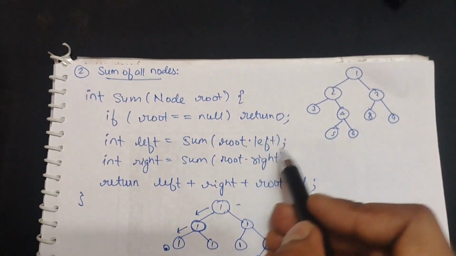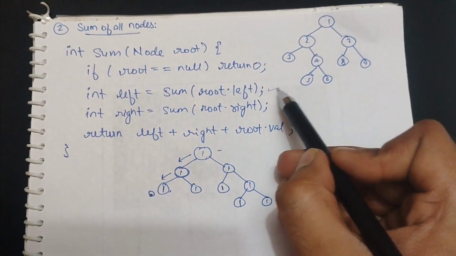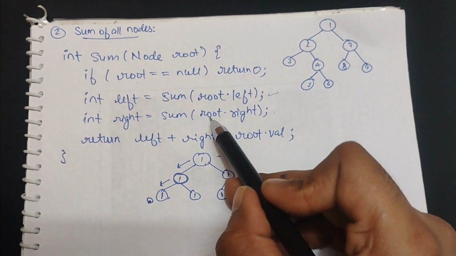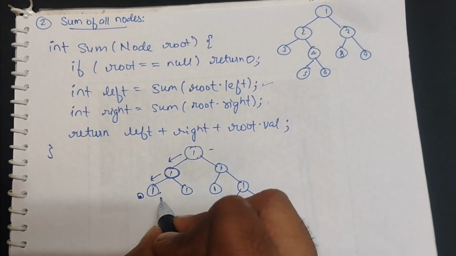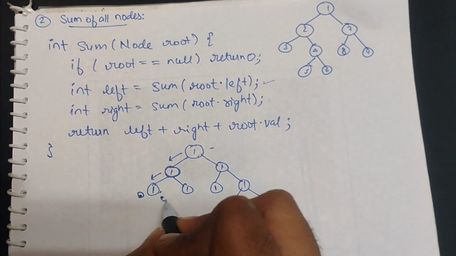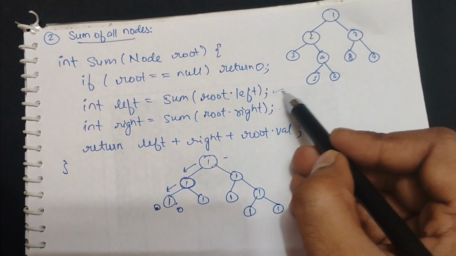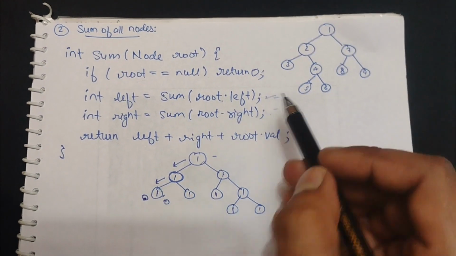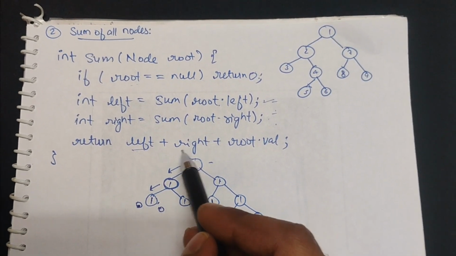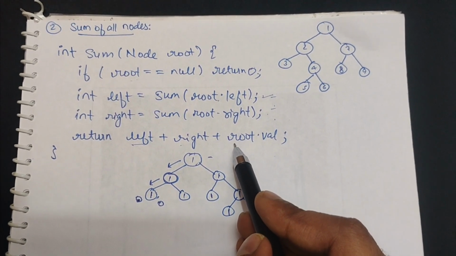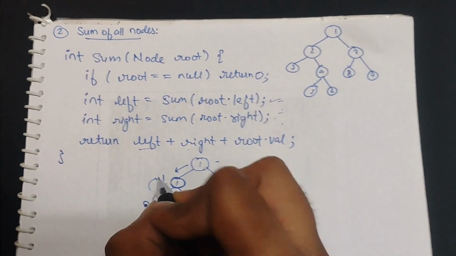Now this node has completed this execution, so it will come below. It will call root dot right. It will hit the base case. The right of this is 0. So it has calculated left and right. Now it has got 0 from left, 0 from right, and adding root dot val, that is 1, so it will return 1.